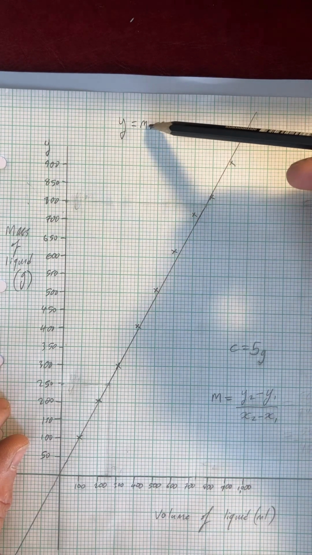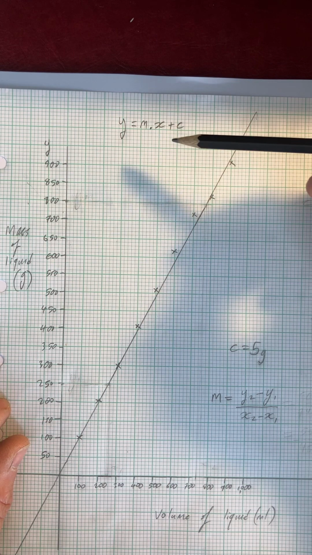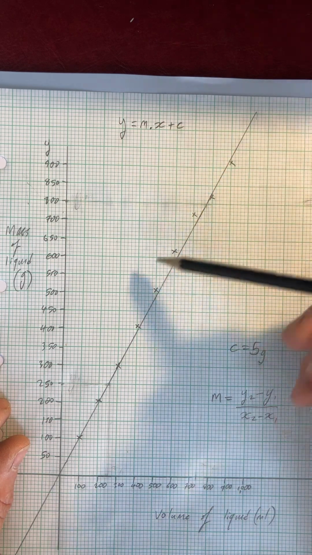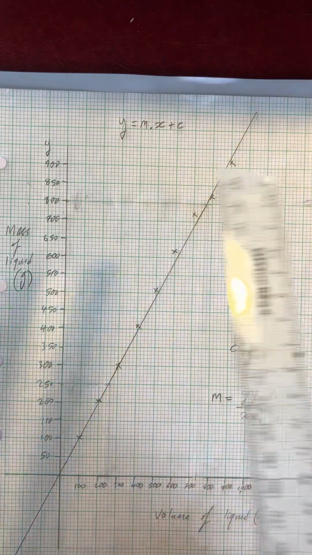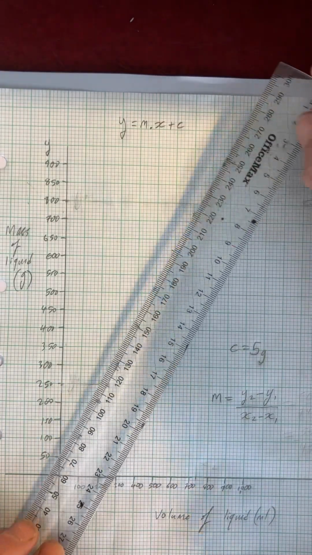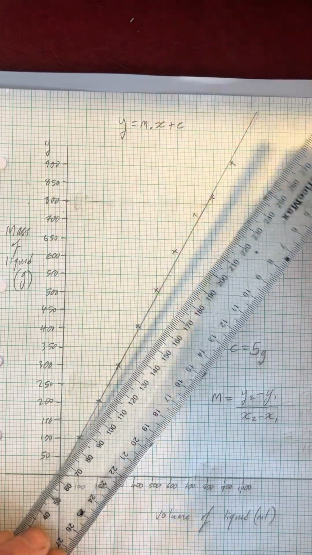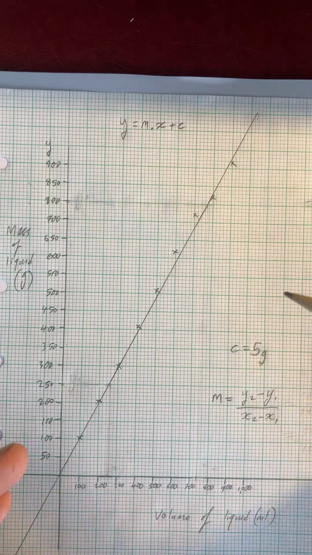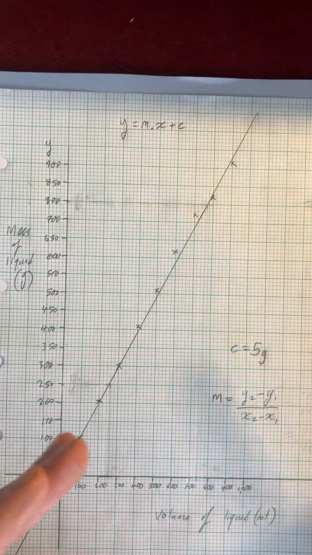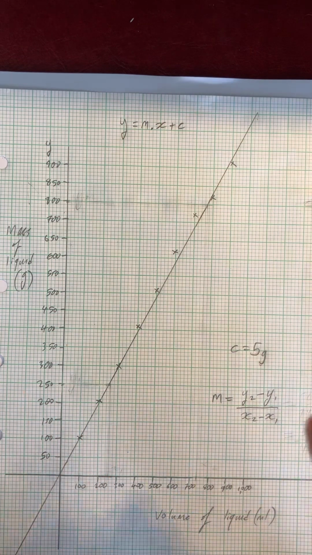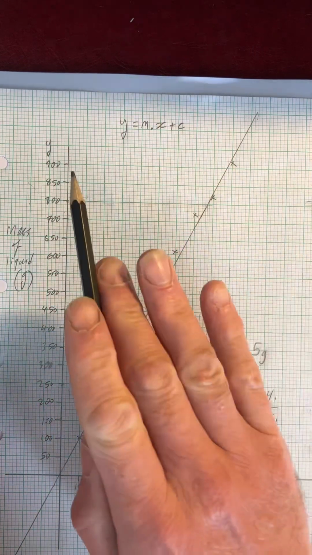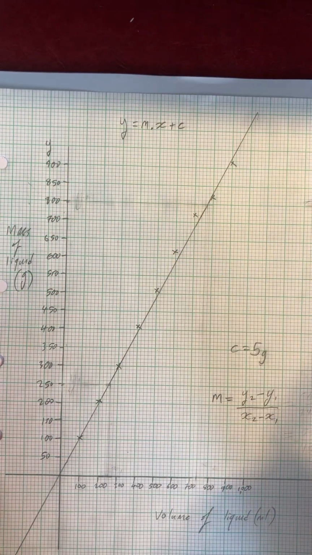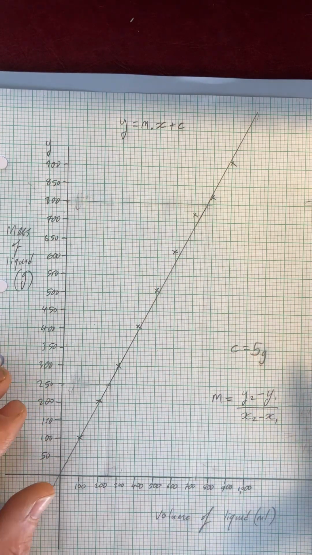Now, m is different. M is the gradient or slope of the line. So we could have a steep slope, or we can have a shallow slope. And the value for m will tell us if it's steep or shallow. If it's a big number, it means it's a steep slope. If it's a small number, it means it's a shallow slope. Okay, so how do we calculate m?